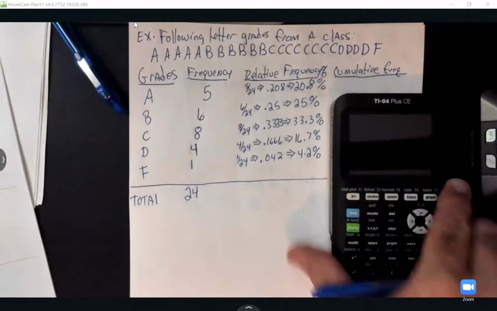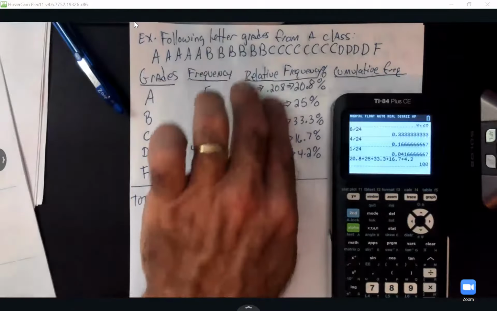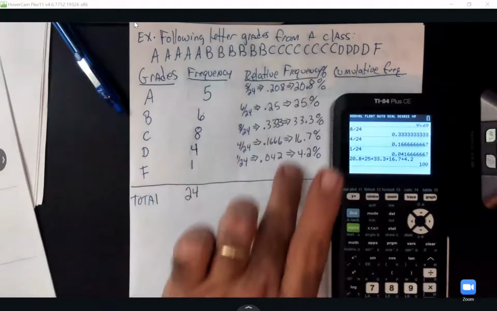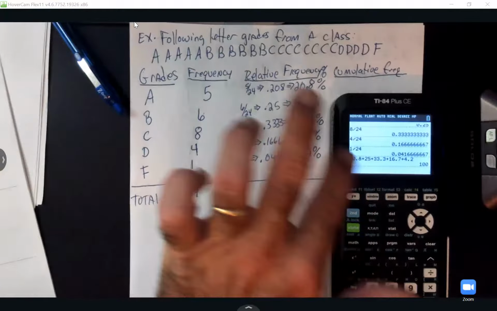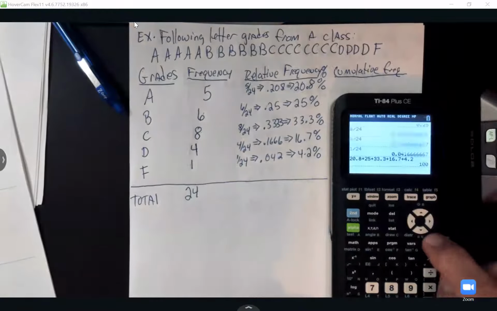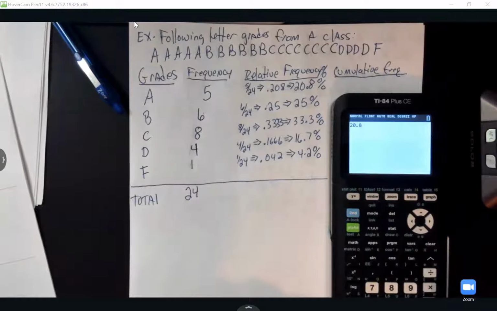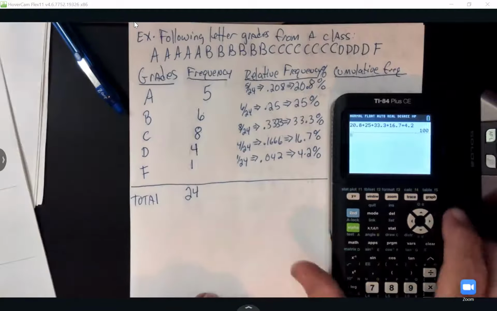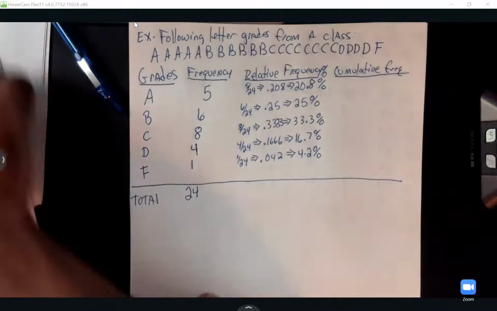All righty, so I'm going to show you. Now you won't have to put all this in here in the MATLAB. It's only going to want these percents, but this is the way I had to find them, okay? So let's see, we're going to add those together. 20.8 plus 25 plus 33.3 plus 16.7 plus the 4.2, when I hit enter, is 100%. So that sort of tells you you did good figuring out those relative frequencies. So we got 100% on that.